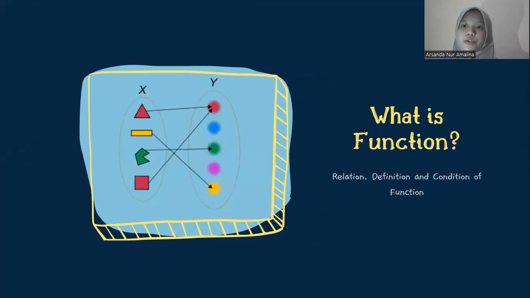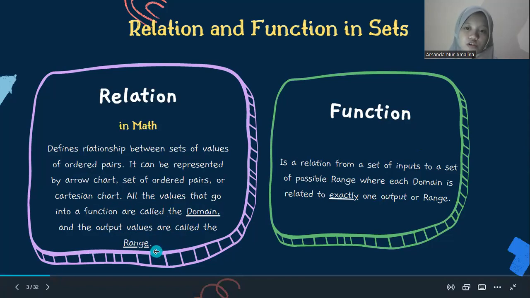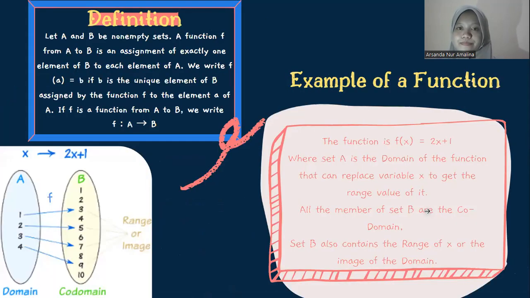So before we talk about the main topic, we must know about the function itself. Before the function, we must know about the relation. A relation in math defines the relationship between sets of values of ordered pairs. All the values that go into a function are called the domain, and the output values are called the range. While a function is a relation from a set of inputs to a set of possible ranges where its domain is related to exactly one output or range.